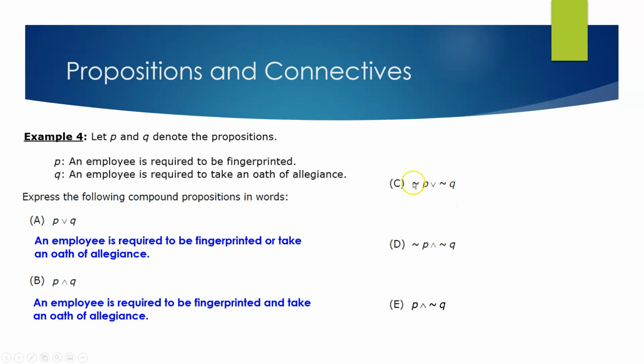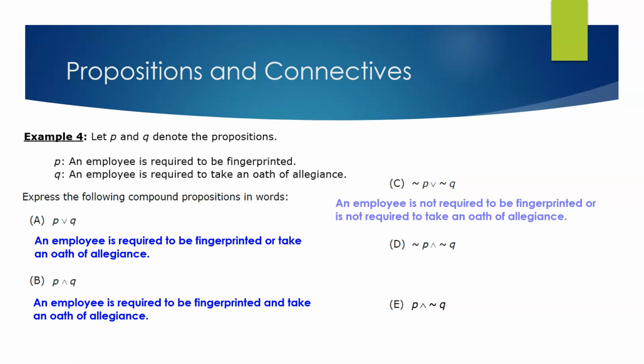For C, you have the tildes in front of these, which indicate a negation. So P is not true and Q is not true, so you want to be able to negate these statements. So an employee is not required to be fingerprinted, an employee is not required to take an oath of allegiance. There's an or statement between them, and so combined together, an employee is not required to be fingerprinted or is not required to take an oath of allegiance. So basically this one's saying that one of these is not happening at the very least. It could be both as well, but one or the other is not going to happen here. Whereas this is saying that both is not going to happen.